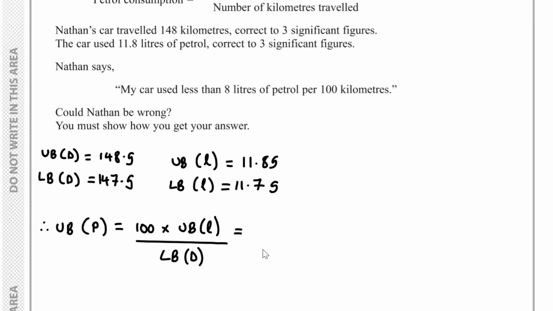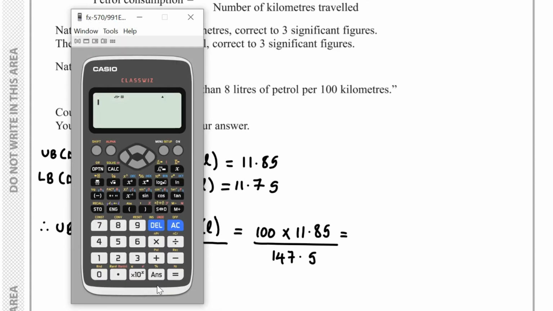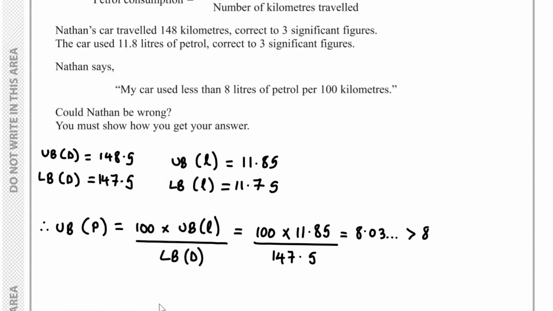So here, if we work all this out, we've got 100 times 11.85 over 147.5. If we work out what this is, we get 8.03, etc. And of course, because this is greater than 8, what we can conclude then is Nathan could be wrong.